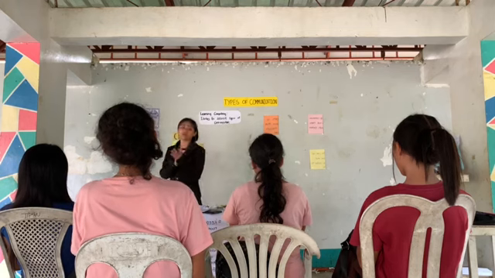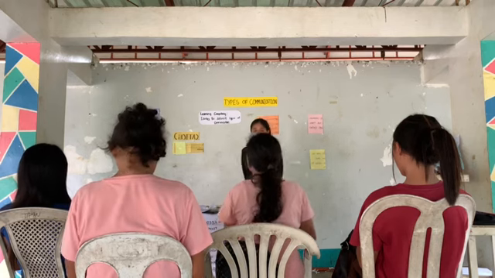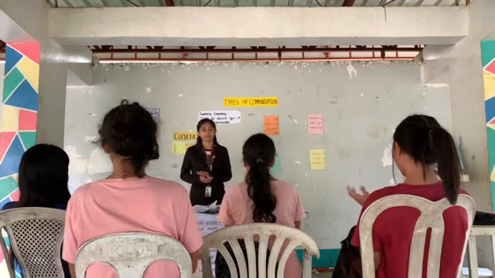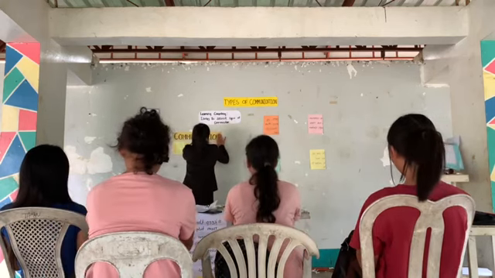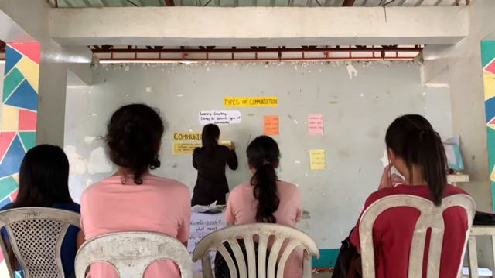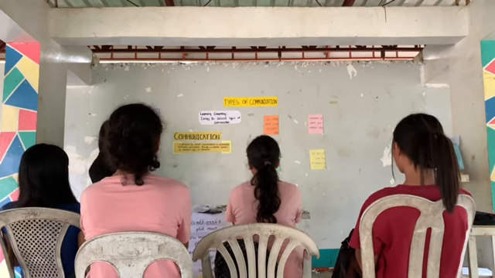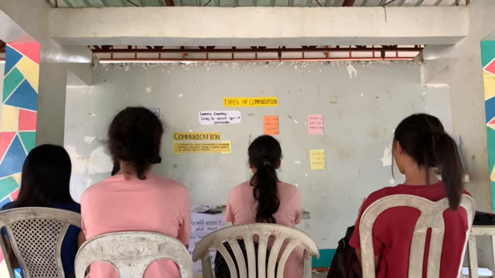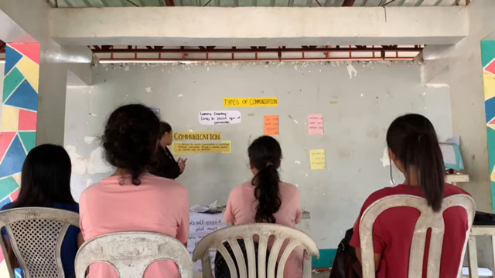Before we proceed with the different types of communication, can anyone define communication? Yes? Communication, ma'am, is transferring ideas and also exchanging ideas. Very good. Kindly read, everyone. Communication is a process by which information is exchanged between individuals through a common system of symbols, signs, or behavior. So it's a process by which information is exchanged, transmitted, or transferred between individuals through a common system of symbols, signs, or behavior.